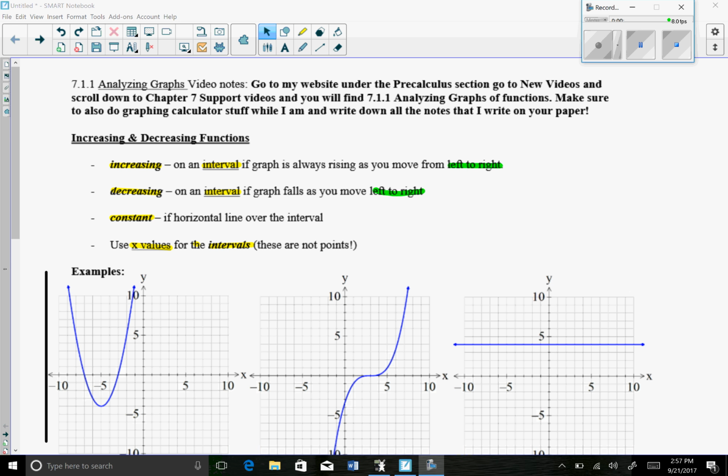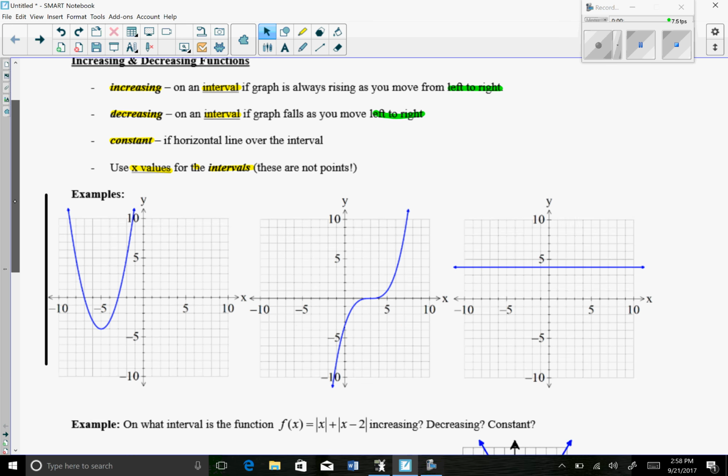7.1.1, Analyzing Graphs. For this video, we're going to talk about x and y-intercepts, intervals where the graph is increasing or decreasing, maximum, minimum, concavity, and points of inflection. As we go through this, make sure that you are also writing down what I'm writing down and take out your calculator as we practice the calculator steps so that you know how to do it as well.